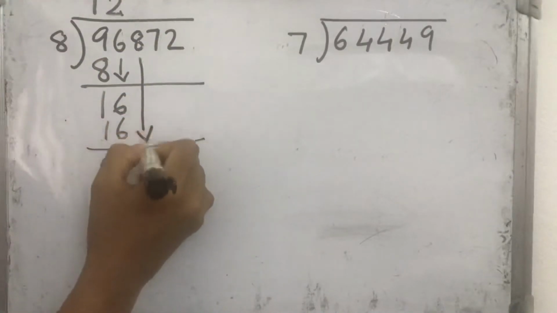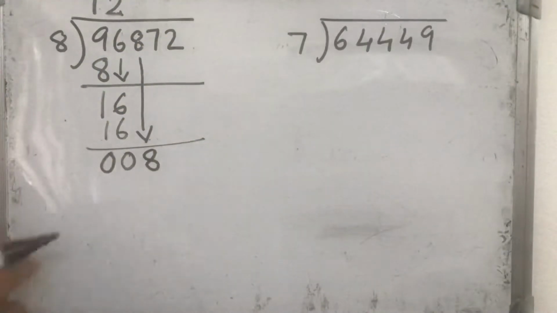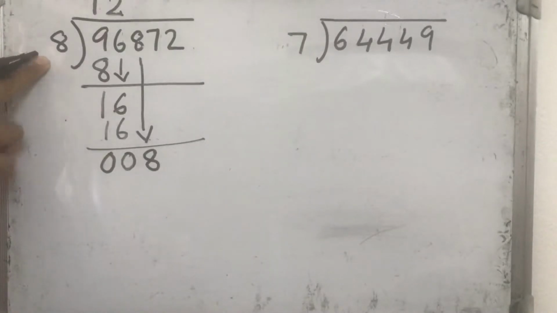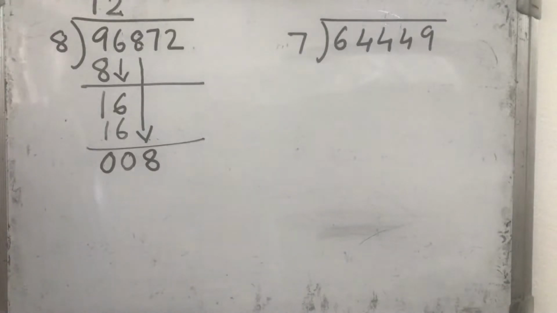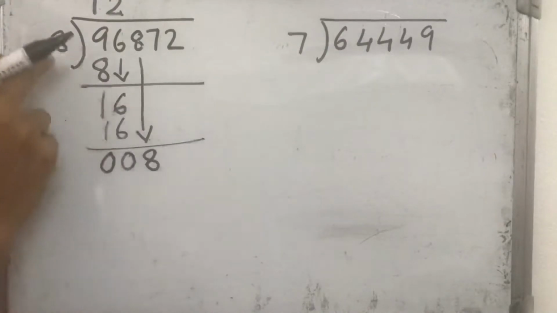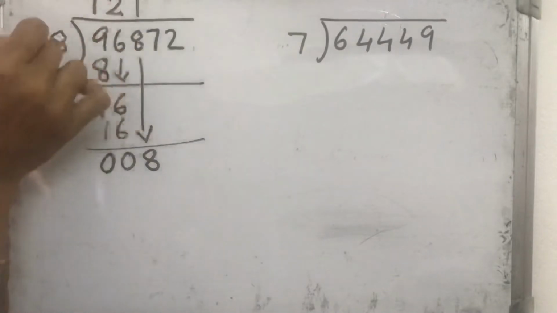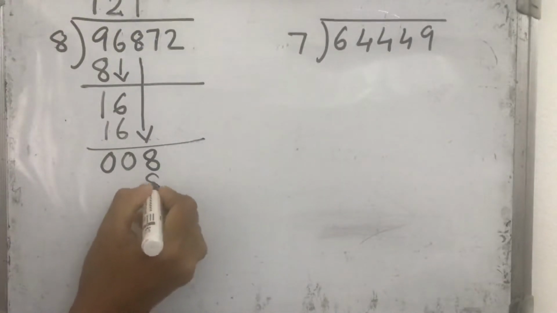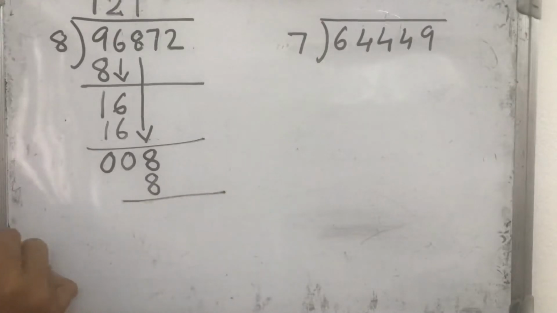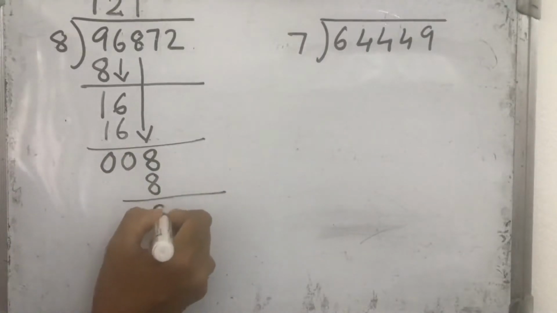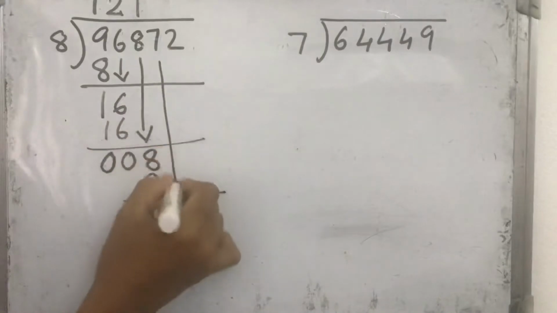The next digit is 8. When we divide 8 by 8, what is it? It is 1. When we divide a number by the same number, we learned that in 3rd standard, we get 1 as the answer. So 8 divided by 8 is 1. Then multiply that 1 with 8. 1 into 8, 8. We write that below this 8. Again we subtract. 8 minus 8, 0.